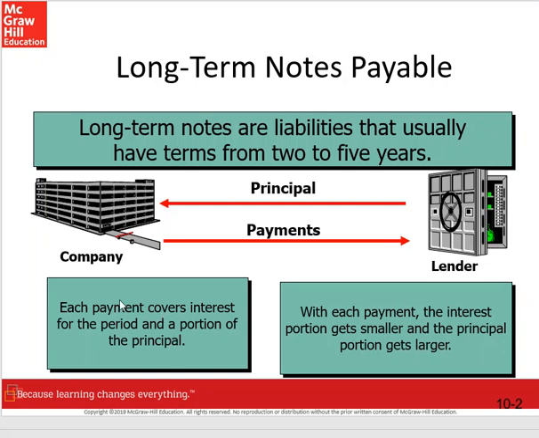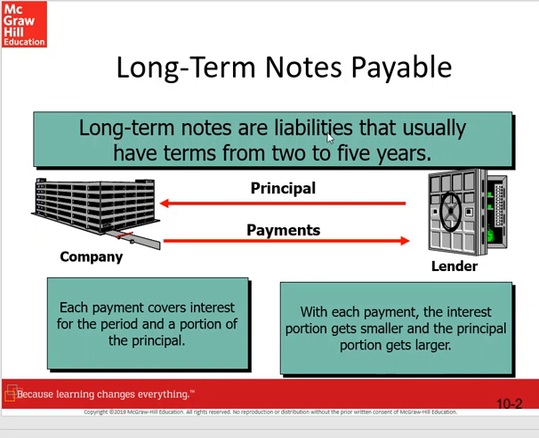Each payment is going to cover interest for that period and a portion of the principal. So we're paying down the principal as we go. So at the end of the loan term, we should be down to zero. With each payment, the interest portion is going to get smaller, and we'll talk about the mathematics of why in just a moment, and the principal portion is going to get larger. So as we pay down the principal balance, we are incurring less interest, which allows more of the payment to be applied toward principal each time.